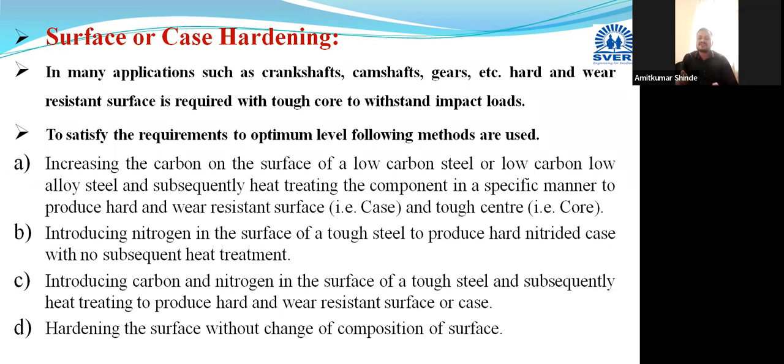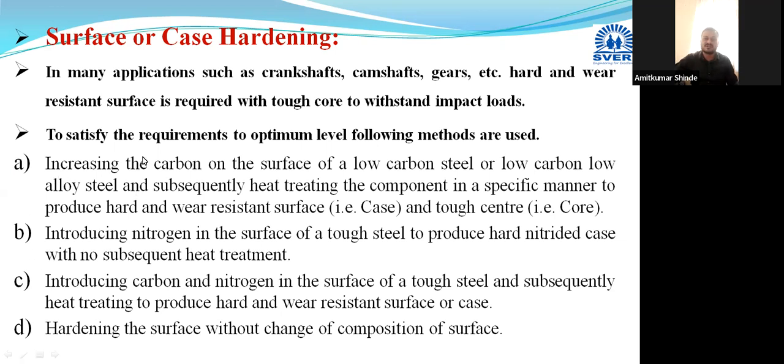And the second way is to do the hardening of the surface without changing the composition of the surface. Now, by changing the composition of the surface, we can do it in three ways. How is it done? We will take low carbon steel or low carbon alloy steel. This is the first I have marked here. The first three, A, B, C, are the ways of changing the composition.